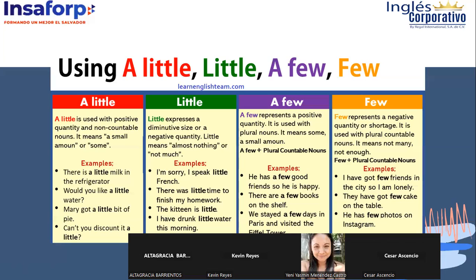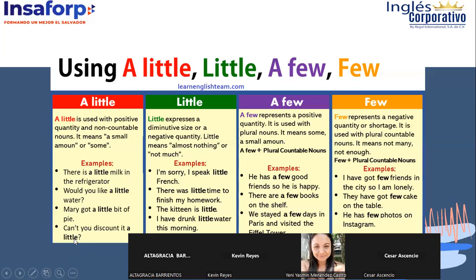Okay. I have drunk little water this morning. He tomado poca agua esta mañana. Okay. Y estos no lo podemos contar. Si se fijan, ninguno. Tampoco little, a little. Cesar, can you please read these four examples, please?